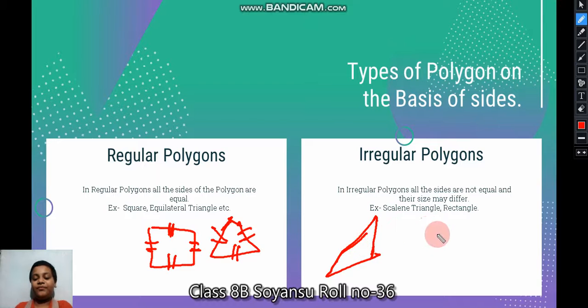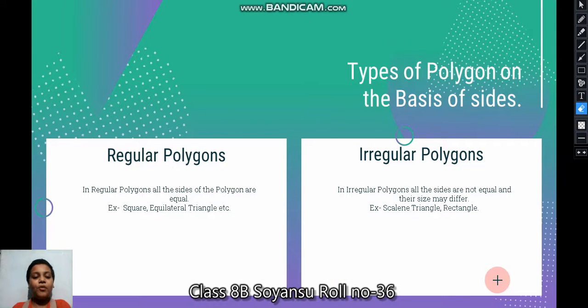In a rectangle also, 2 of the sides are equal but not all the sides. These two are equal and these two are equal, but all the sides are not equal. I hope you understand what regular and irregular polygons are.